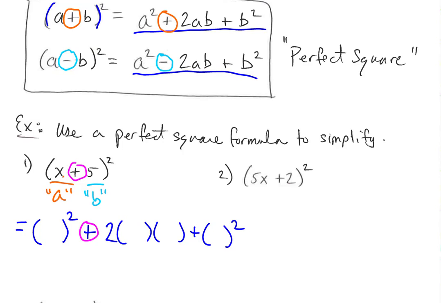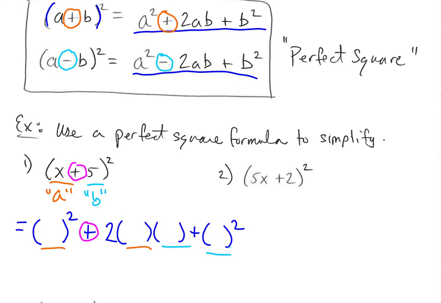Let's furthermore coordinate those blanks with how they'll line up. So we said already our first term x is like the a. In this formula for the plus version of it, we have a squared plus 2ab plus b squared. So the a occurs in those first two blanks, and then the b occurs in the second two blanks.